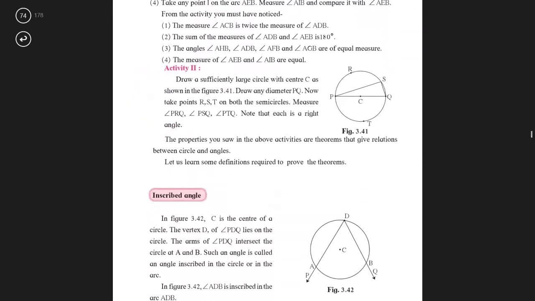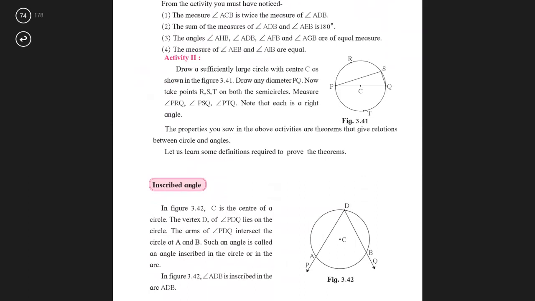Now there's another activity given too, wherein you are drawing a circle, drawing the diameter PQ, and you have 2 points R and S on one side of the arc, and you join PR to RQ, PS to SQ, and if you were to note the measure of the angles, you would find that they are right angles. Okay, we are going to learn why it is so in the following activities or theorems.